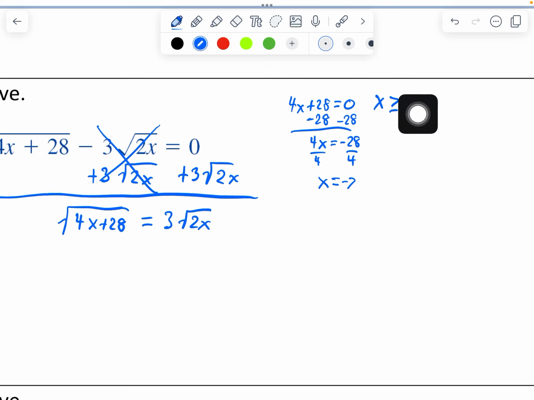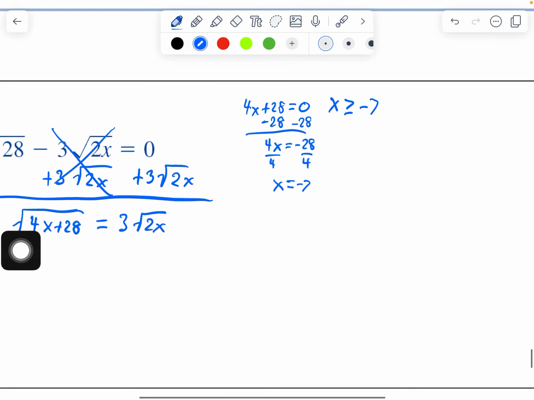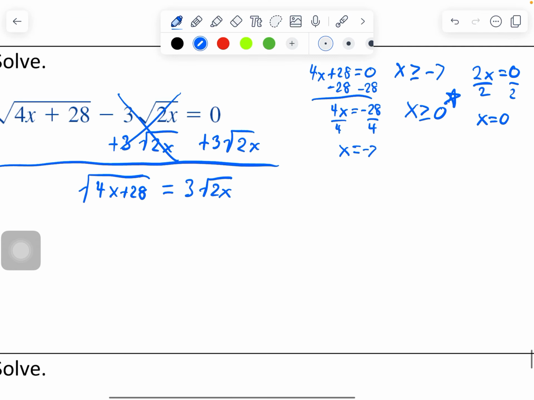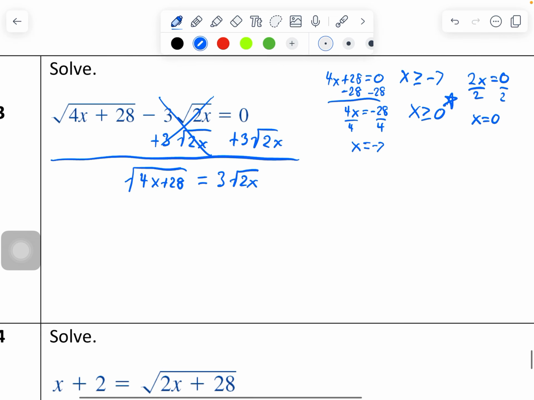But if I were to plug in negative 7 here, I would get an imaginary solution, because I'd have negative 14 under the square root. So because this one is more restrictive right here, that's the one I should also solve for. 2x equal to 0, divide by 2, x equals 0. So I need my answers to be greater than or equal to 0 would be the better version of that. So if I get anything less than 0, I know that's not going to work for a solution.